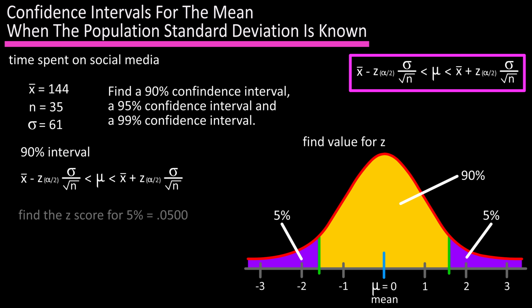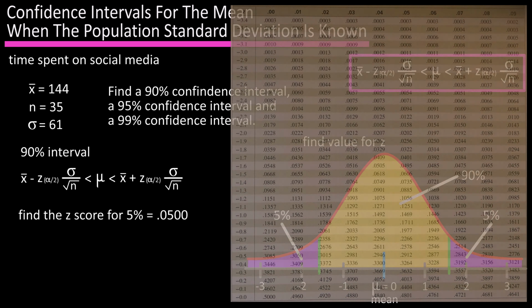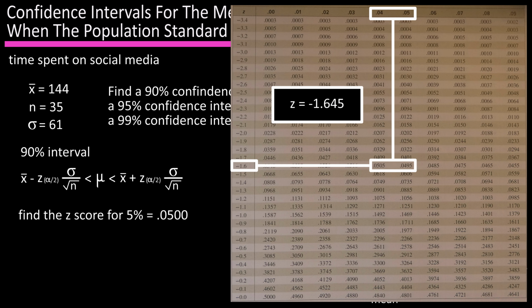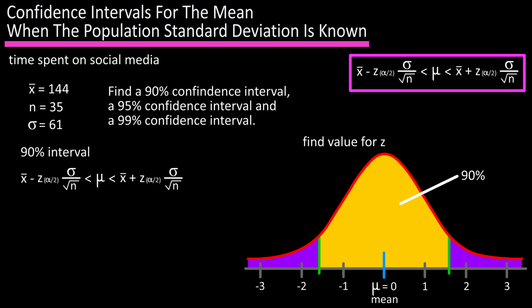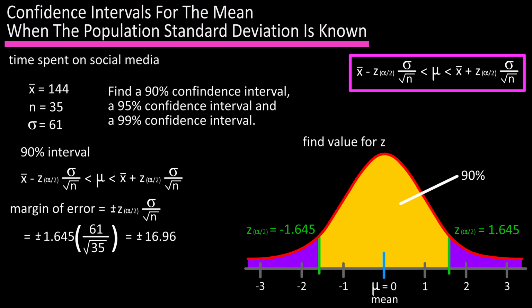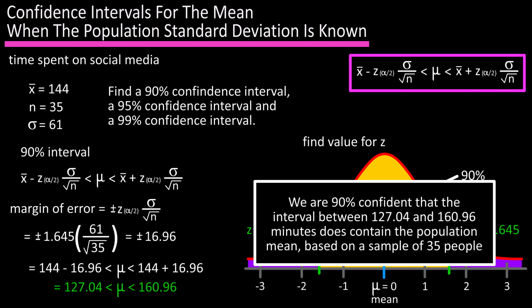Since we're looking for a 90% interval, this section here under the curve, we have 5% in each of the tails here. So we can find the z-score for 5%, or 0.0500, in the z table, which is right in the middle of negative 1.64 and negative 1.65. So we can use the midway value of negative 1.645. Now we have everything we need. Z alpha over 2 equals negative 1.645 and positive 1.645. Calculating out, we get a margin of error of 16.96, which gives us 127.04 less than mu less than 160.96. So we can say with 90% confidence that the interval between 127.04 and 160.96 minutes does contain the population mean based on a sample of 35 people.